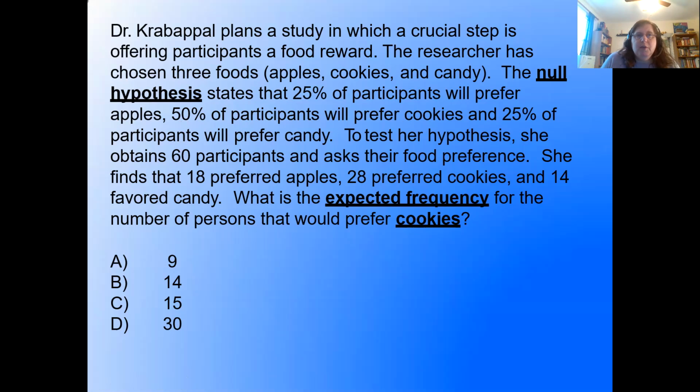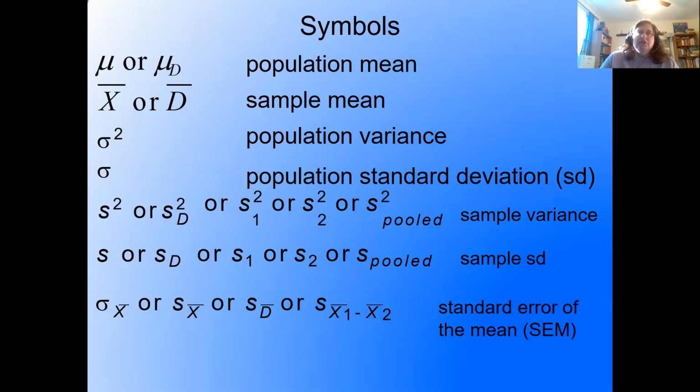Had we been talking about expected frequency for the apples, let's just do that for fun. It would be 25%, or a quarter of 60, or 0.25 times 60. In other words, 15. It would have been 15 for the apples. Okay, but in this case, it was cookies, so 30. Okay. So those are the questions.